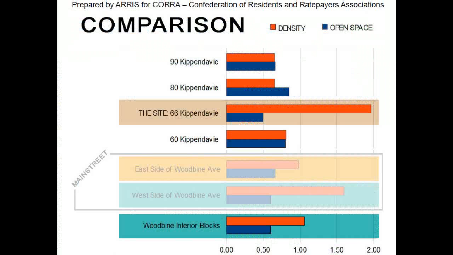Below the Kippendavie examples, it is faded out slightly just to indicate the fact that these are conditions of buildings on the left and the right side of Woodbine Avenue, which is a main street where you do expect to get more density, and one would expect to see less open space, although actually here they do not badly. And then again at the very bottom we see the interior blocks in the Woodbine tract, which actually indicate to me what is more appropriate for an interior development within a neighborhood away from main streets.